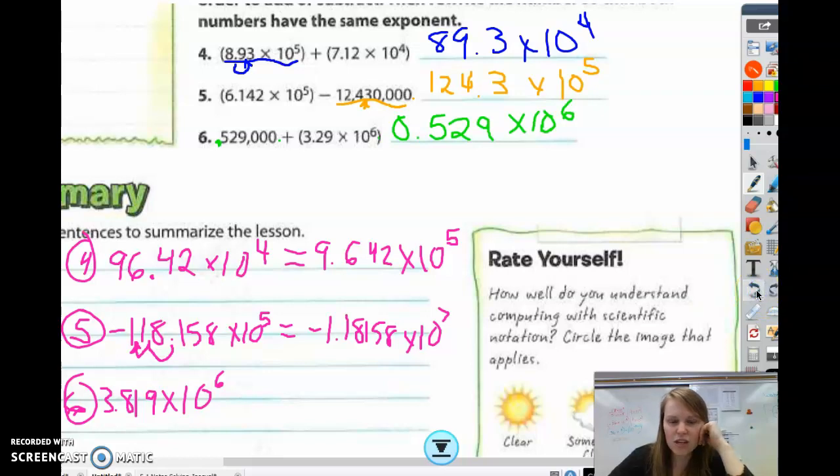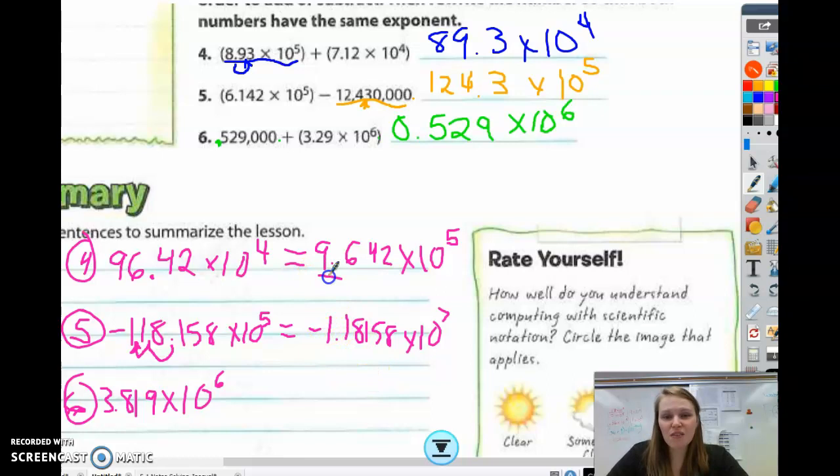And so if you want to check it, we can plug it into our calculator. We can plug in 529,000 plus, I'm going to add parentheses, 3.29 times 10 to the 6th power. And I get 3,819,000. 1, 2, 3, 4, 5, 6. Okay, we got it. 3.819 times 10 to the 6th power.